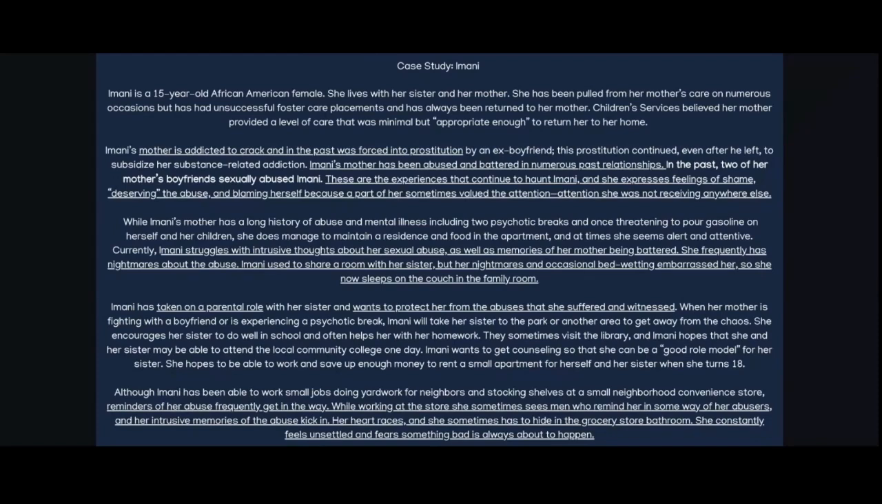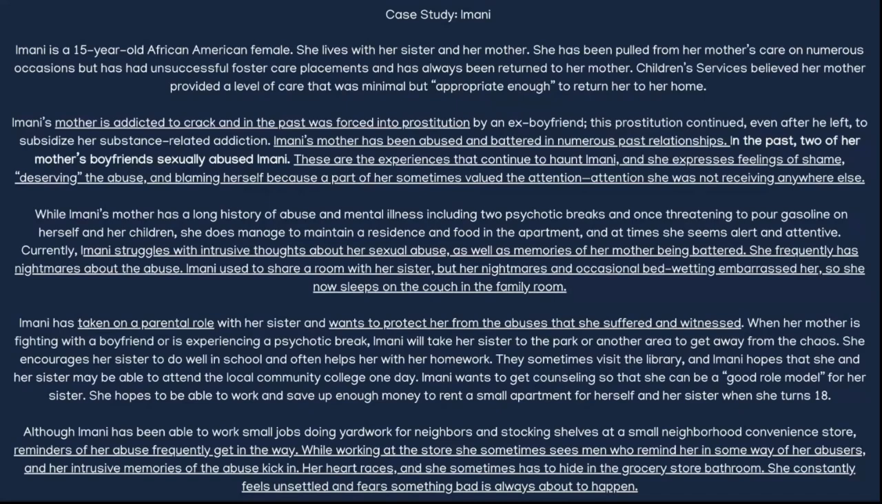And then we see that physiological reactivity. She's understandably avoiding and hiding. That's really to reduce the type of fight or flight reactivity that her body is having. She constantly feels unsettled and fears something bad is always about to happen. That's a startle response, constantly feeling unsettled and fearing something is about to happen. That's part of hypervigilance.